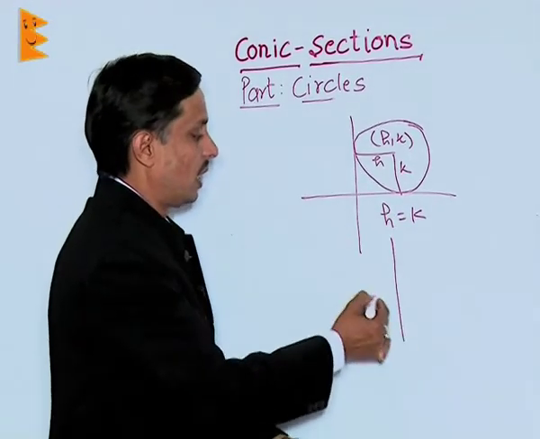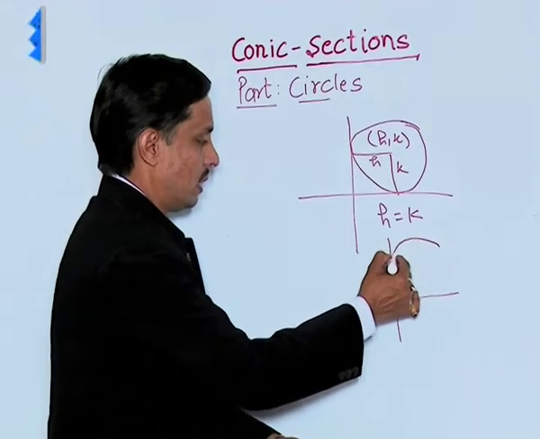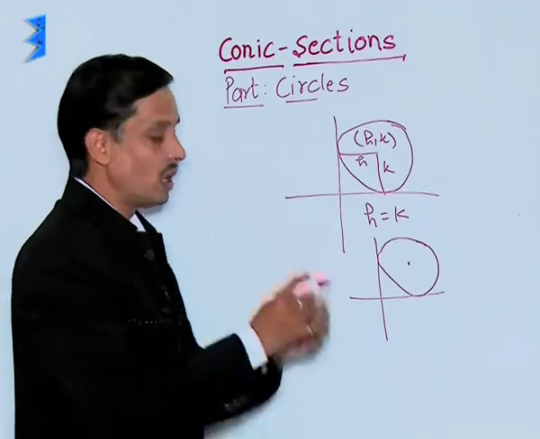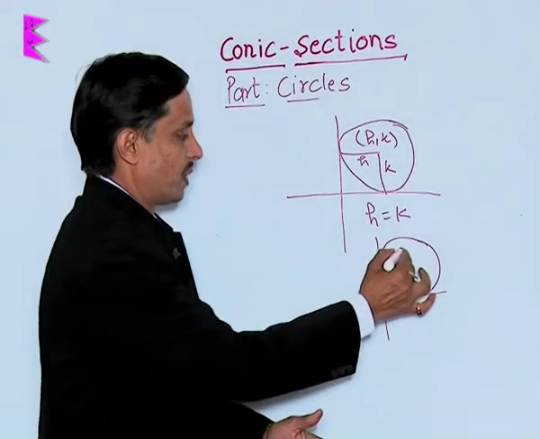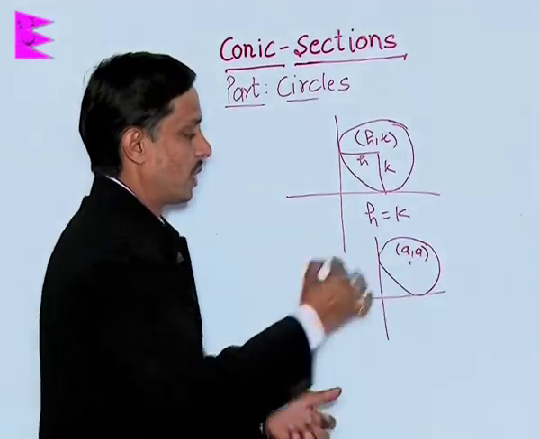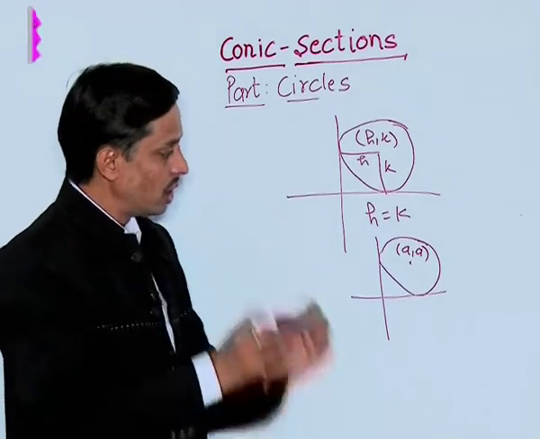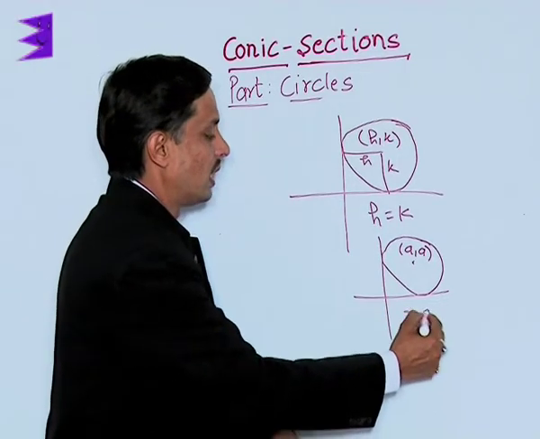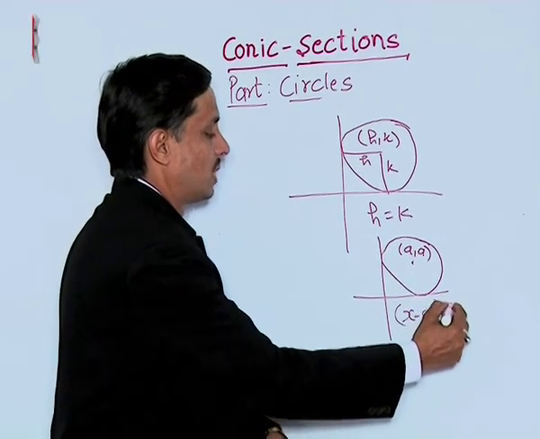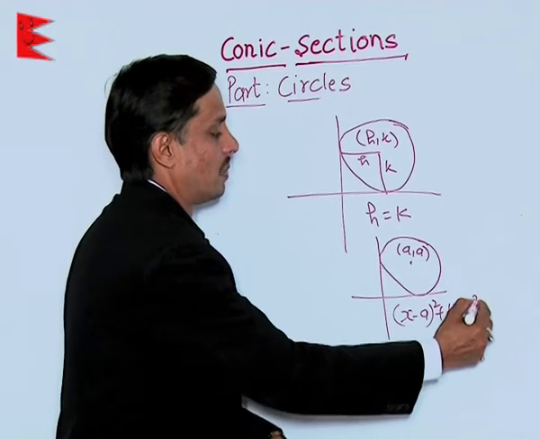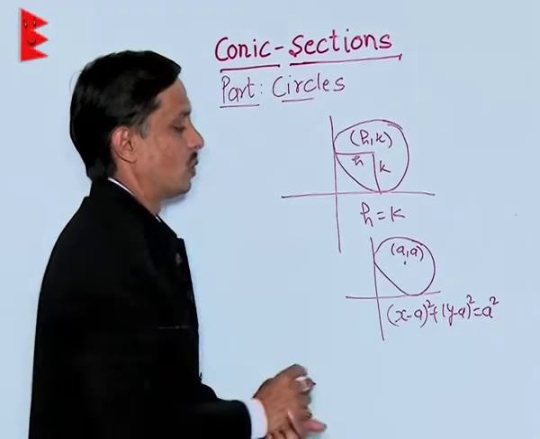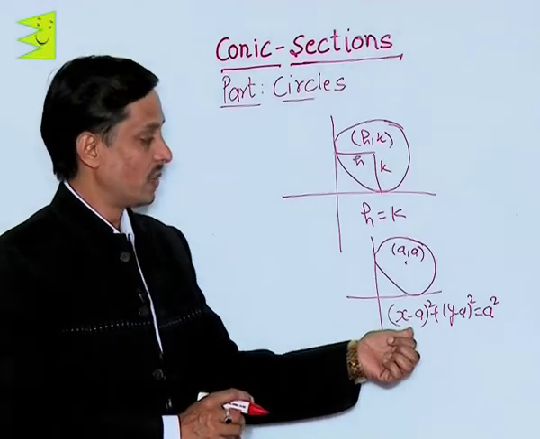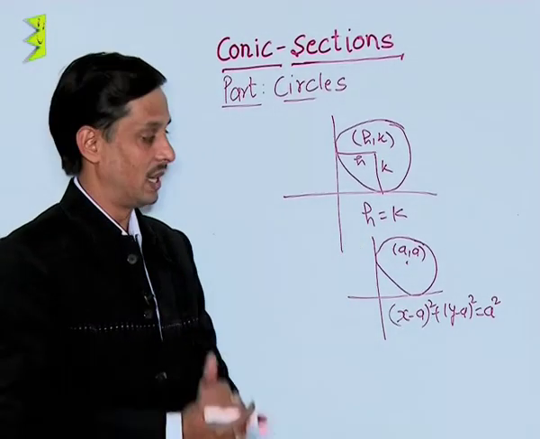So if a circle is touching both the axes, then the coordinates of the center will be equal in magnitude, that is a comma a, and each magnitude will be equal to the length of the radius, and the formula in this situation will be (x minus a) square plus (y minus a) square is equal to a square. This is the equation of the circle if it is touching both the axes.